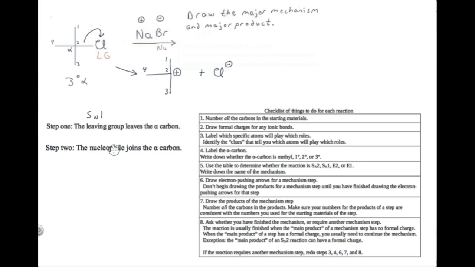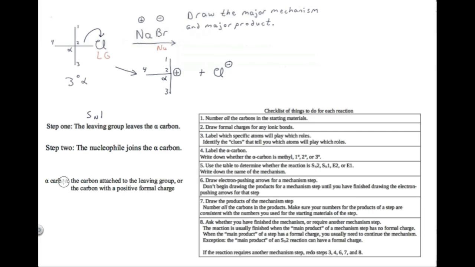Step 2, the nucleophile needs to join the alpha carbon. Now, we already know we're going to use the Br- as our nucleophile, and we've identified carbon 2 as the alpha carbon. Now notice that carbon 2 is no longer attached to the leaving group. So we need a more expanded definition of alpha carbon if we're going to keep calling carbon 2 the alpha carbon.